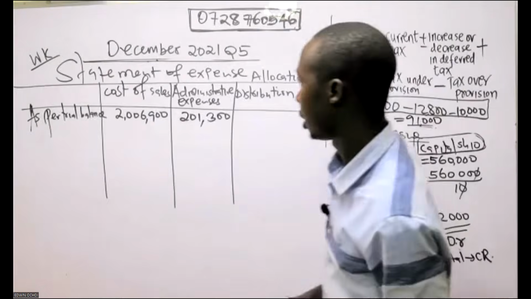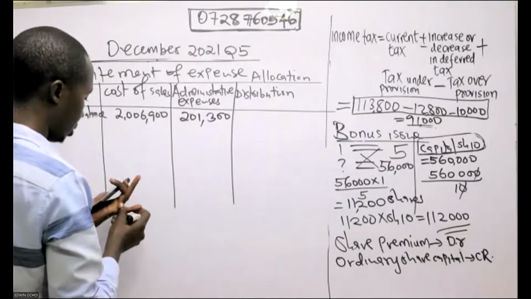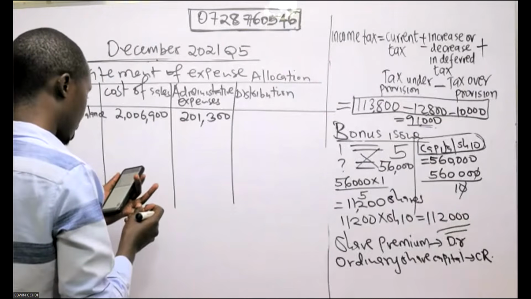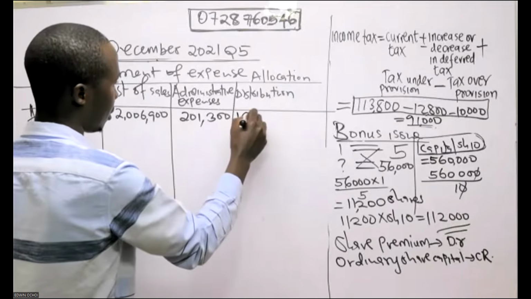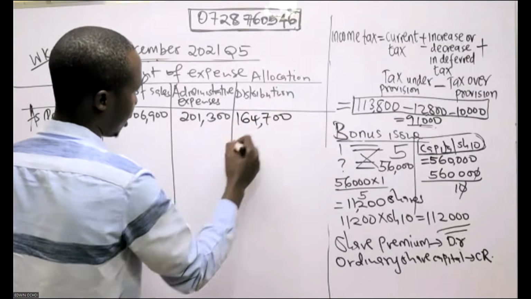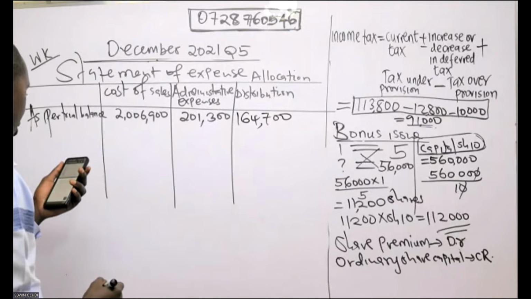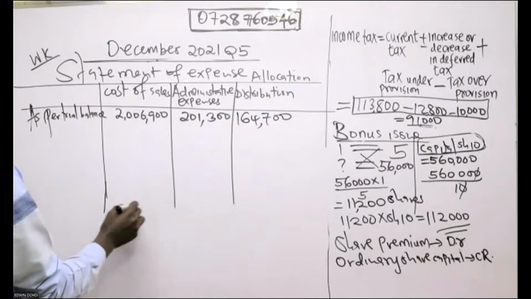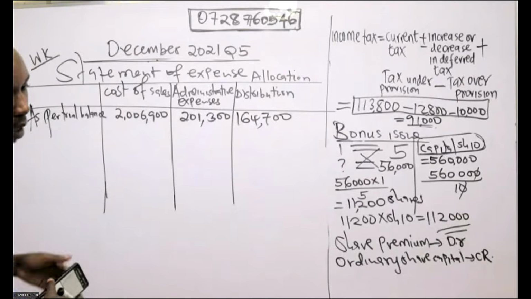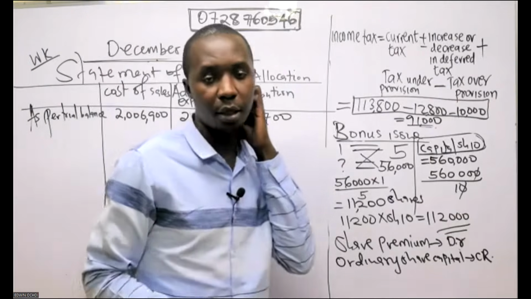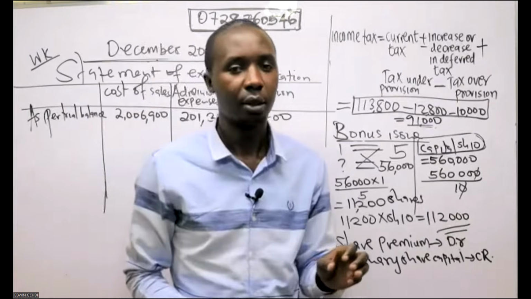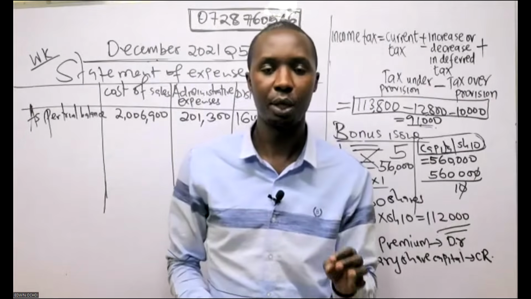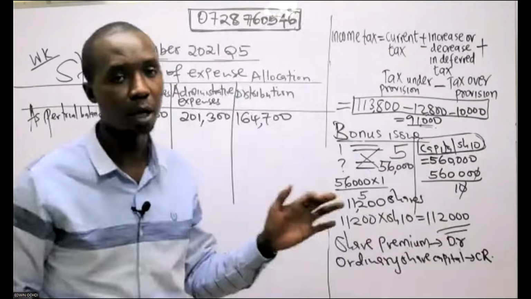So 201,300. Then for the distribution is 164,700. Now you go ahead and check from additional information number 1 to the last one. The workings we have done. Where do we have expenses to be classified under these functional heads?